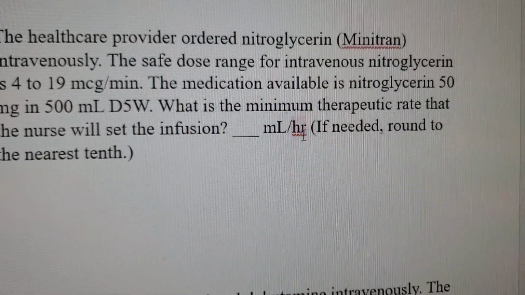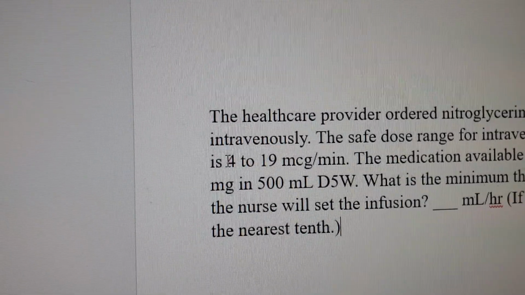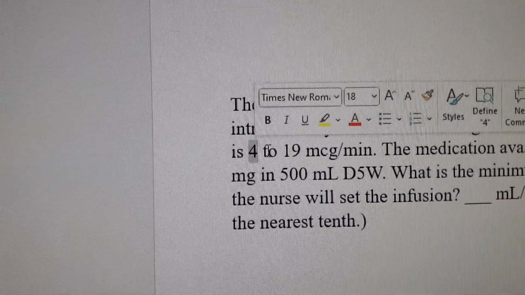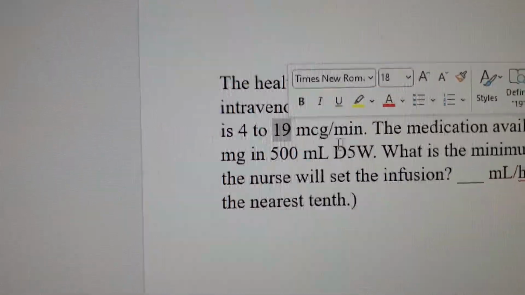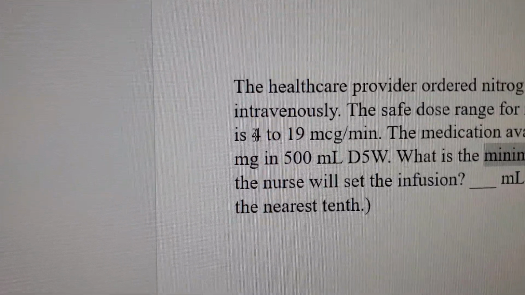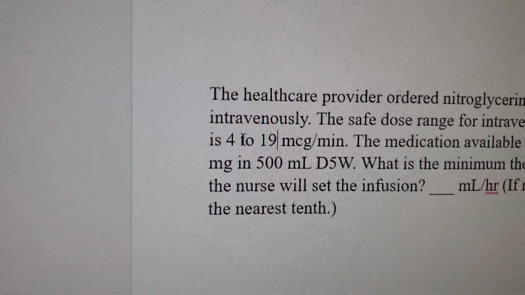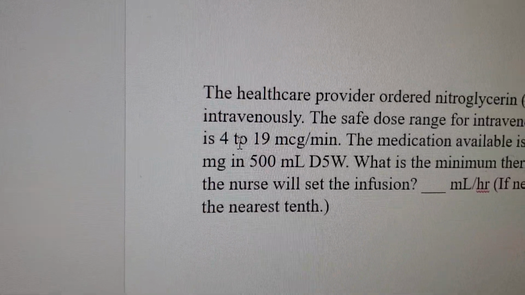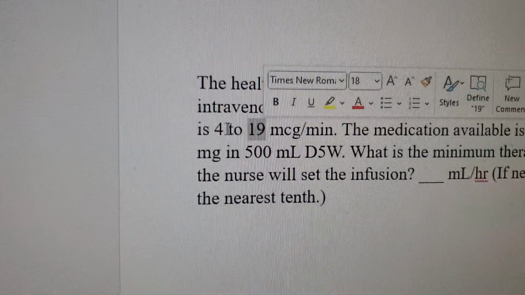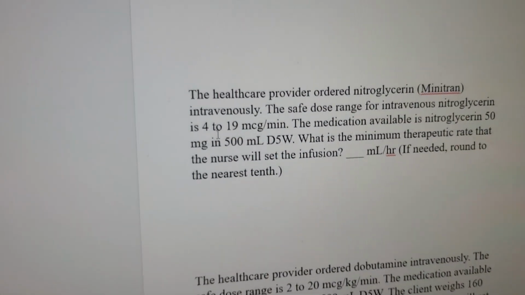All right. Now they are asking for the safe dose range. So they can have it from 4 microgram to 19 microgram. They are asking for the minimum. Between 4 and 19, which one is the minimum? Which one is the smallest? It is the 4. If they ask for maximum, you will use 19. But they are asking for minimum, so you use the 4, which is the lowest microgram number.